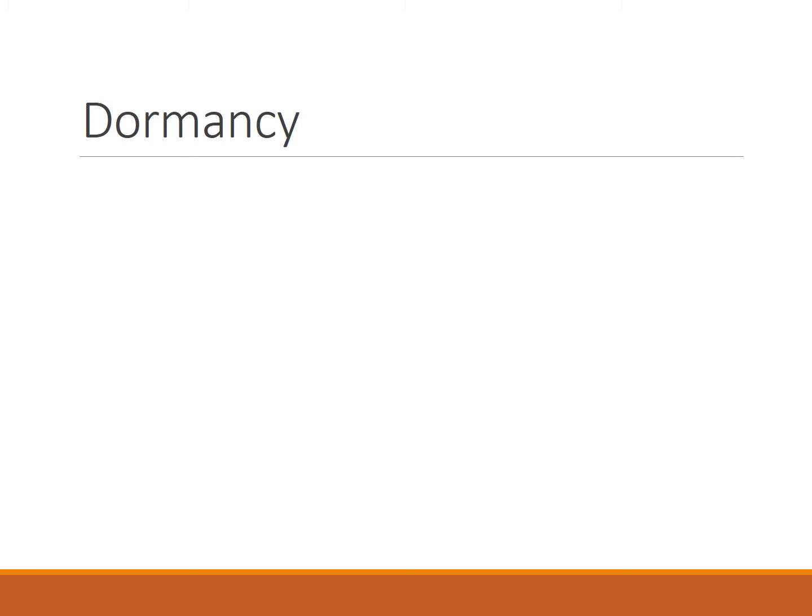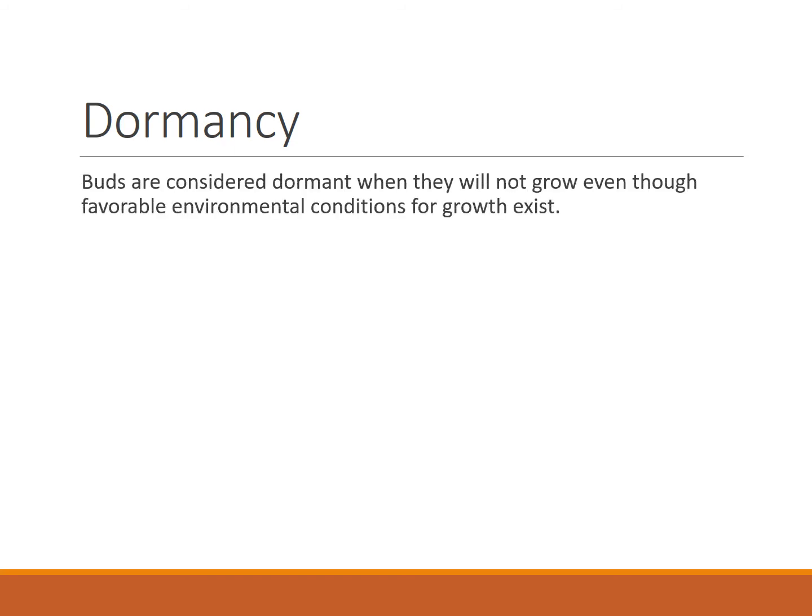Moving on to another subject, the effect of temperature on dormancy. So right now, if you look around you, it's spring. Trees and shrubs all over North Texas are just beginning to leaf out, to push out new growth. And that growth is going to continue through the summer into the fall. But at some point, woody plants understand that winter is coming, dormancy is coming, and that in order to survive, the plants have to form new buds and they have to become dormant. So buds are considered dormant when they will not grow even though favorable conditions for growth exist.